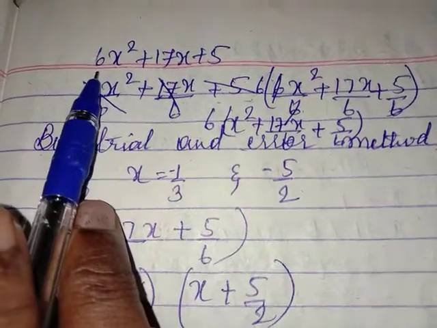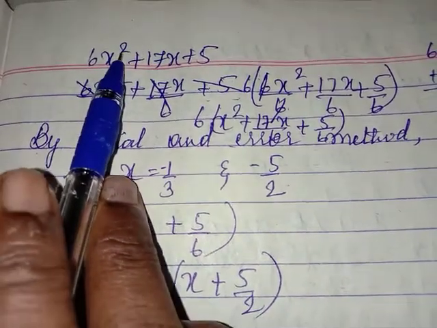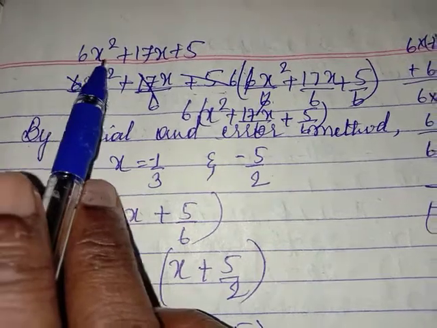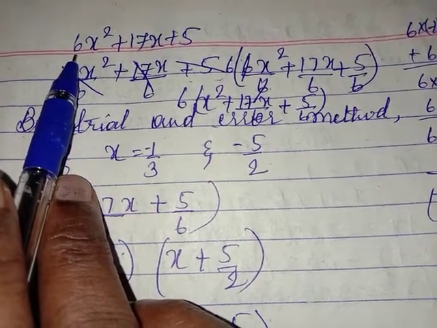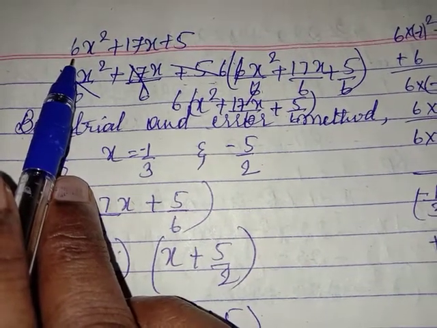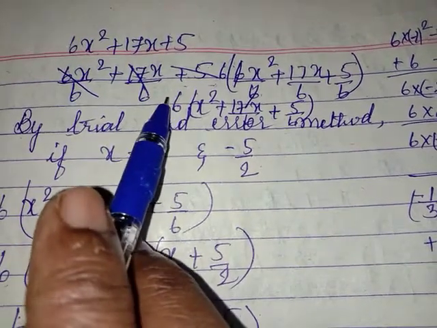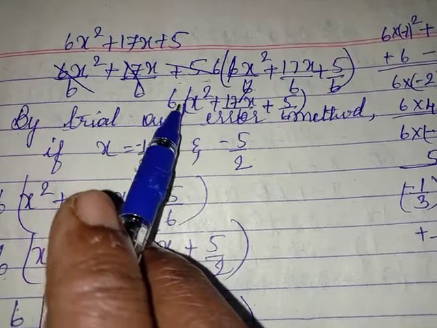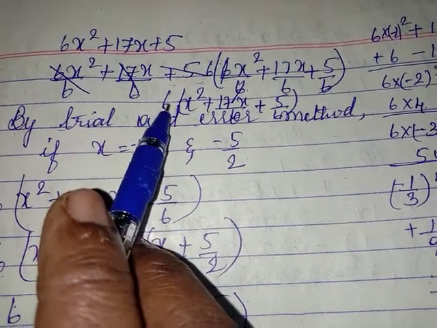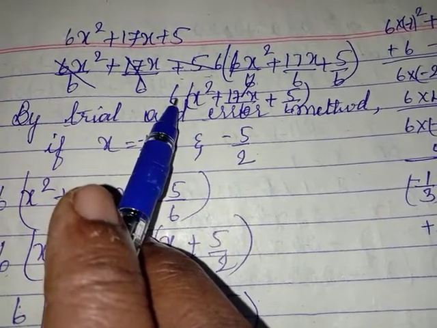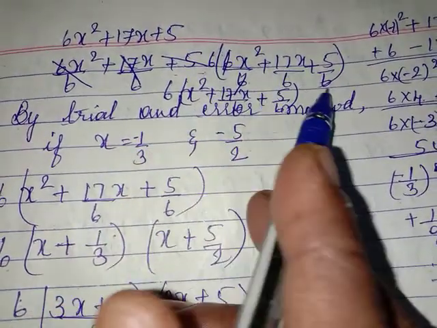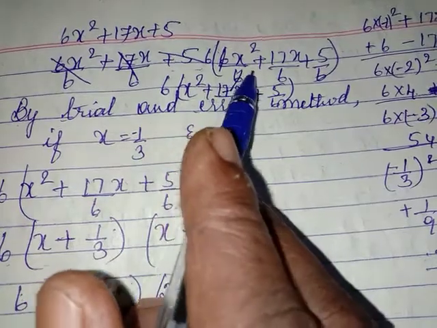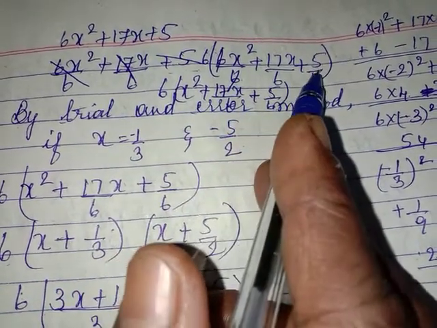Now see, in factor theorem always the coefficient of x square should be 1. But here we have 6. So what we have to do is, here we have to divide by 6. Okay, that means you have to take common factor 6. If you take common factor 6, that means what? You have to divide all the terms by 6. Okay, here 6 into 6x square by 6 plus 17x by 6 plus 5 by 6.